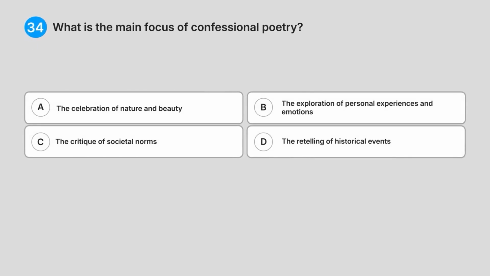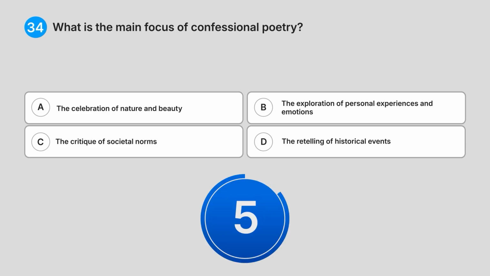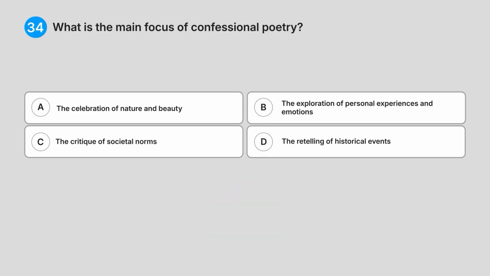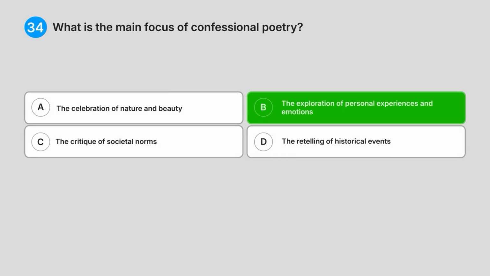34. What is the main focus of confessional poetry? A. The celebration of nature and beauty. B. The exploration of personal experiences and emotions. C. The critique of societal norms. D. The retelling of historical events. Do you know the answer? Correct answer: B. The exploration of personal experiences and emotions.